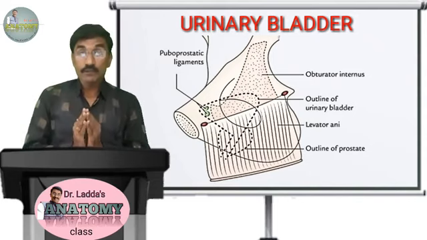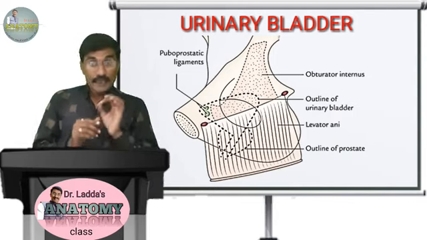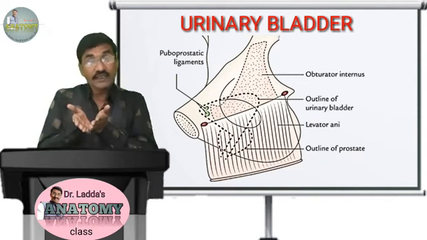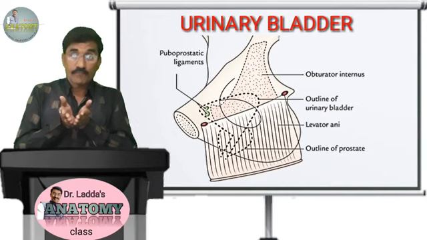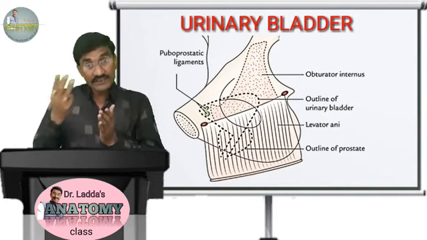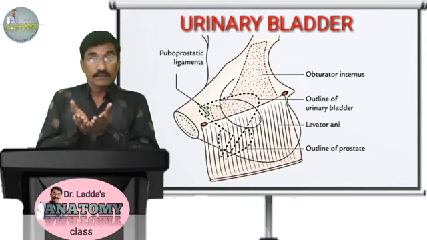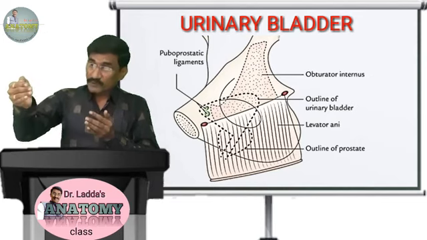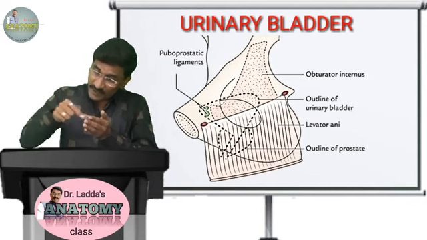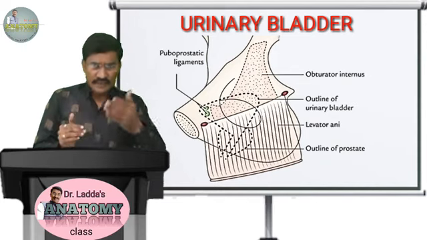So about the inferolateral surface, in female it is related with the pubis. One, no doubt in male it is also related with the pubis. Then second thing, it is related with the pubovesical ligament. Pubo means from pubis, vesical means up to bladder. The ligament which is connecting the pubis to the bladder, pubovesical ligament. It is in the female.